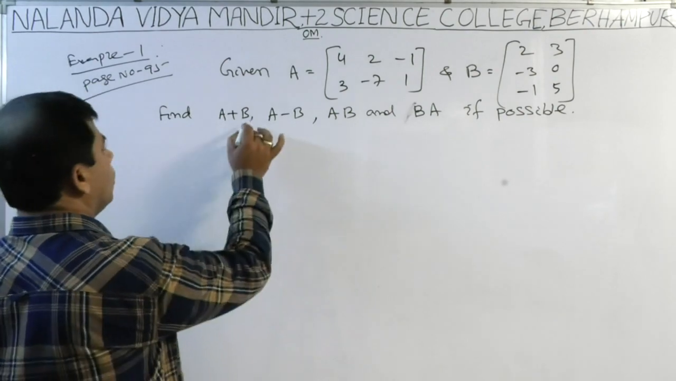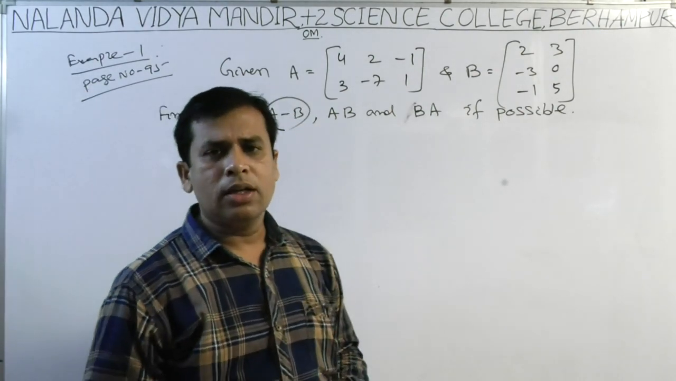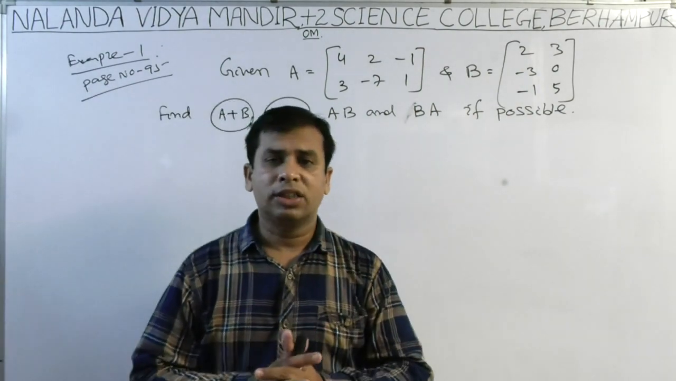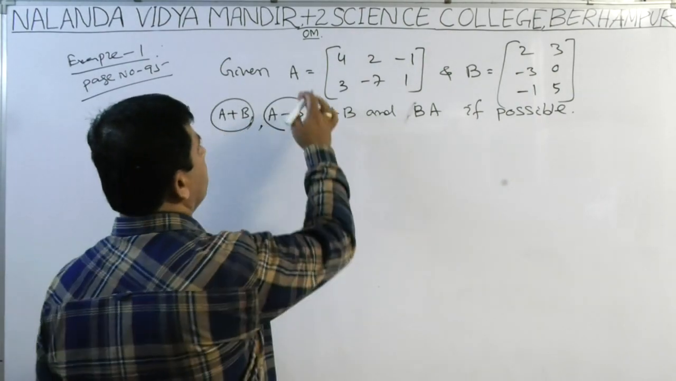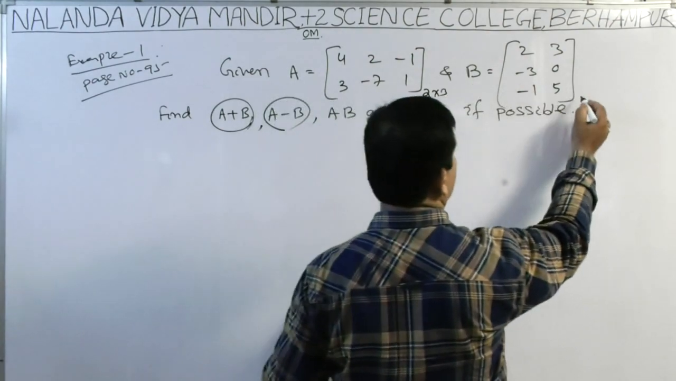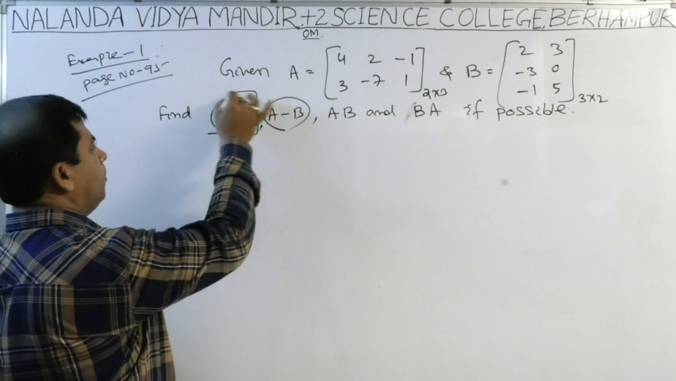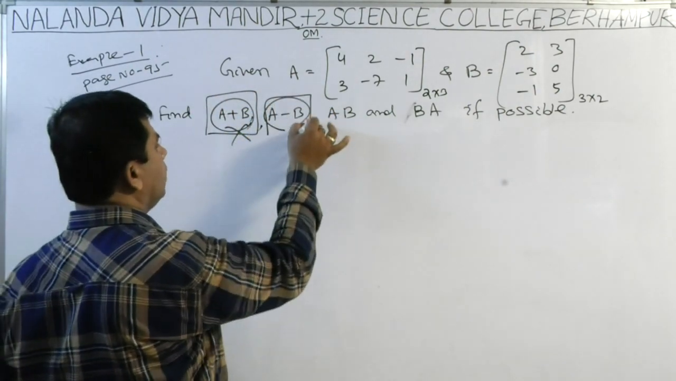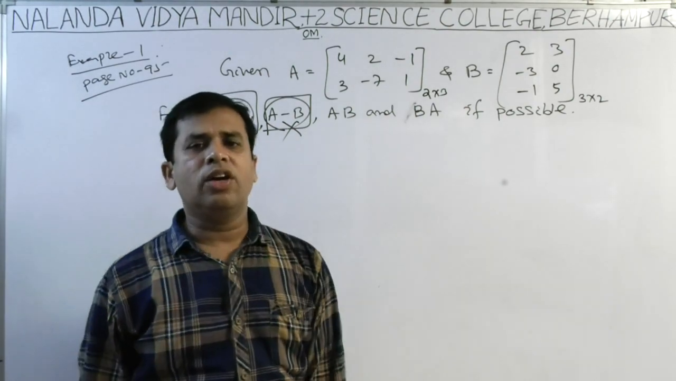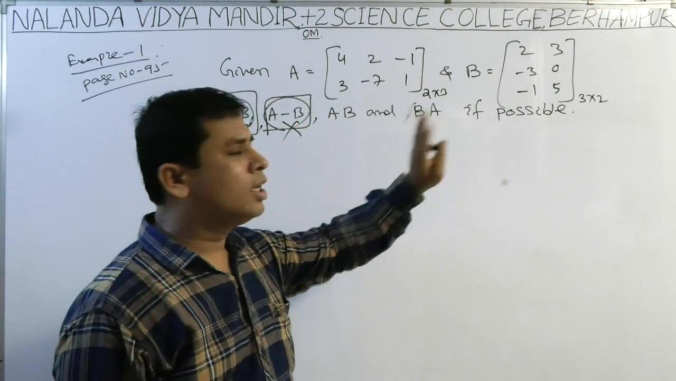Okay, we know in addition and subtraction, the matrices are conformal for addition and subtraction if they are of the same order. But here, matrix A has order 2 cross 3 and matrix B has order 3 cross 2. Therefore, we cannot define A plus B and also A minus B, because they are not of the same order.